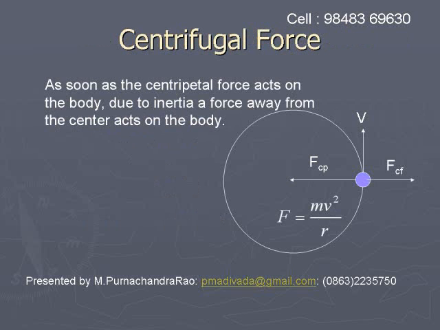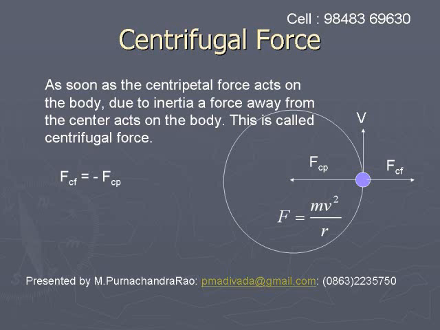Centrifugal force. As soon as the centripetal force is applied, immediately a force will set in due to the inertia of the body in circular motion. Due to inertia, a force acts on the body away from the center of the circle. This force is called centrifugal force. The magnitude of this force is equal to the magnitude of centripetal force, but its direction is opposite.